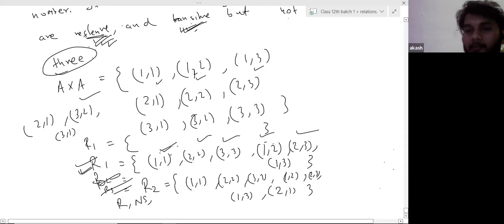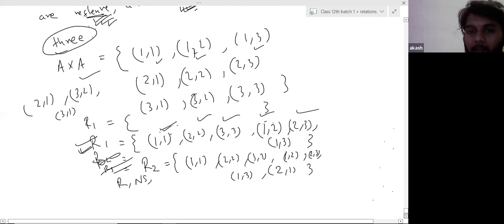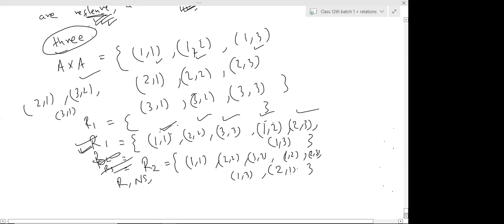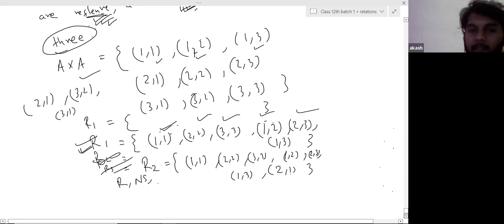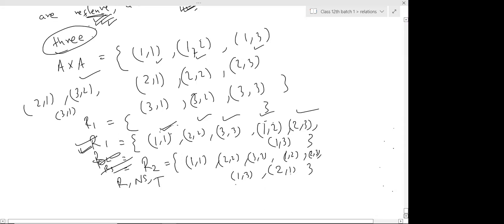Is it transitive? Can anyone say this is transitive or not? It is transitive. (2,1), (1,2), (2,2). Right. This is transitive. This is clear, everyone? Yes, sir. So this can be another relation.